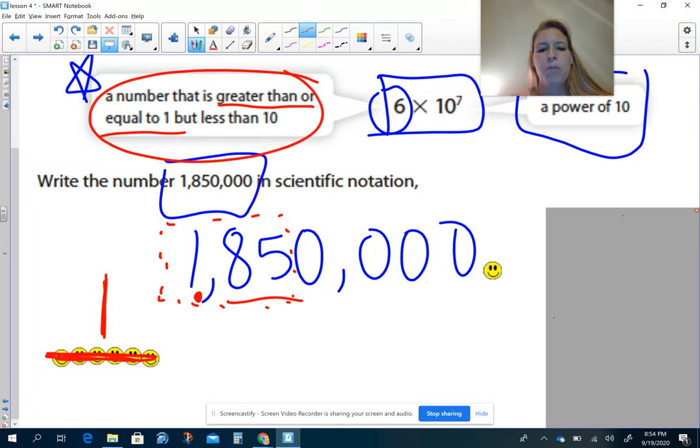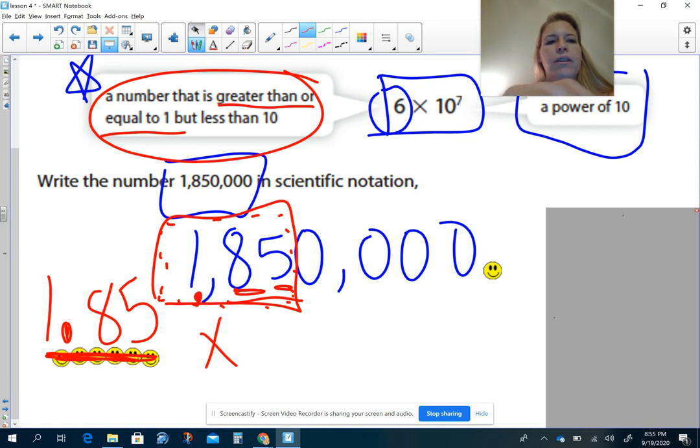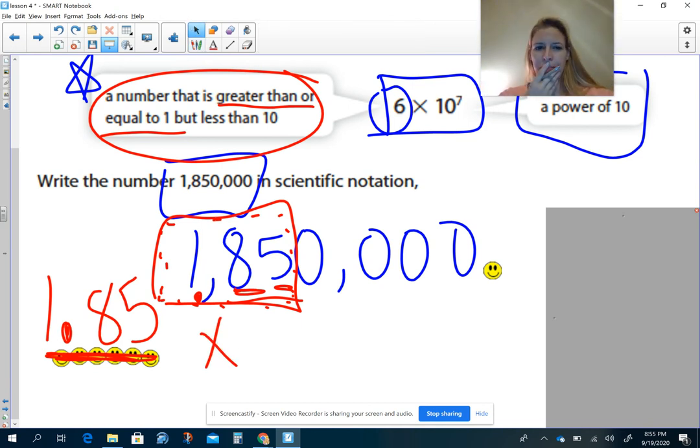So as I multiply, I'm going to be multiplying this guy with my tens. Okay, so that's very, very important. So we don't just have a 1, but we have 1.85. Now let's talk about how many tens we are dealing with. Every time I move my decimal, that's times a 10, right? So let's say we got 1, 2, 3, 4.